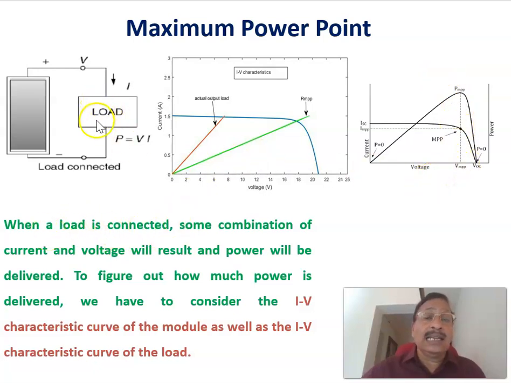When the load is connected, some combination of current and voltage results, and that makes a power here. To figure out how much power is delivered, we have to consider the IV characteristics. In order to calculate that, we have to find out the IV characteristics of the load as well as the characteristics of the solar panel. In this case, this is the operating point. But if you change the load resistance in this way, here is the operating point, the corresponding voltage is this one and the corresponding current is this one. Therefore, you can adjust the resistance of the load so as to pass through the maximum power point, so that you will get a maximum power output.